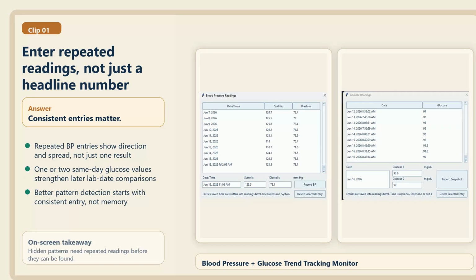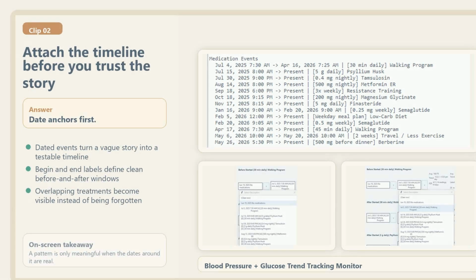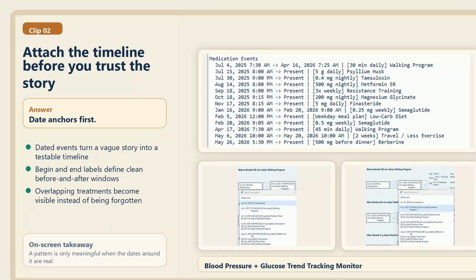Attach the timeline before you trust the story. The next step is context. Medication and event tracking keeps treatment starts, stops, supplements, exercise changes, and diet shifts attached to dates. Then the begin and end selectors let you build comparison windows around those milestones instead of around vague memories like last fall or sometime after the prescription.